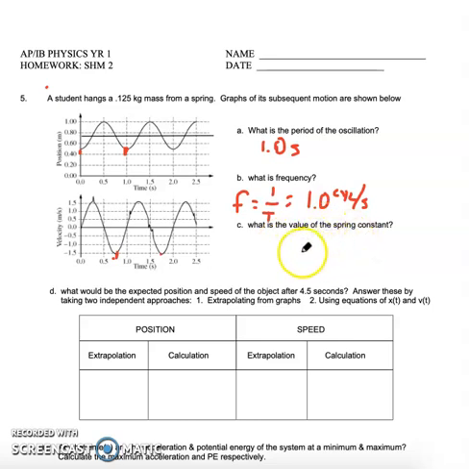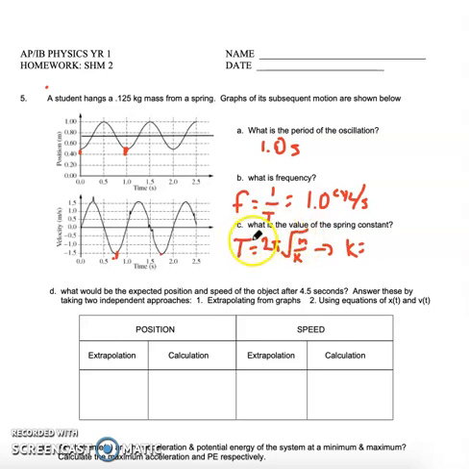Then lastly, what's the value of the spring constant? Okay, what does the spring constant have to do with this? Well, we want you to be able to connect that with period or frequency. In other words, that's the equation where period is 2 pi radical m over k. So you can do the algebra. Right, so we solve for k algebraically, you've got to do some cross multiplying and all that. Let's see if I can get that right.